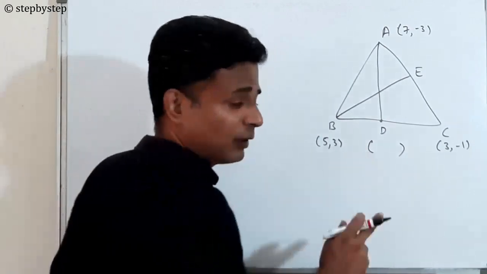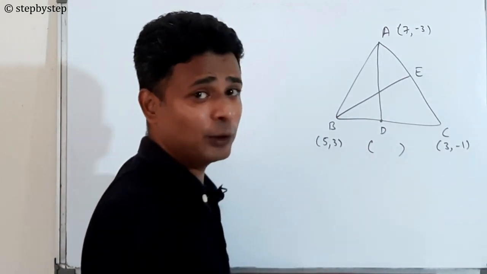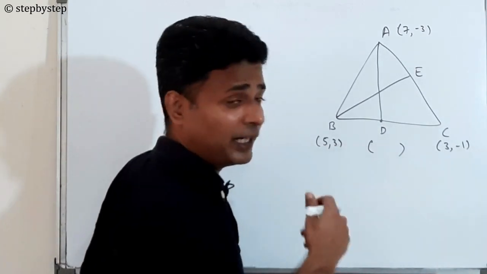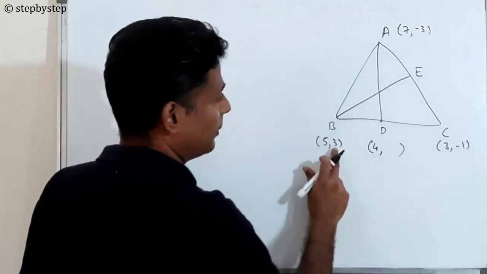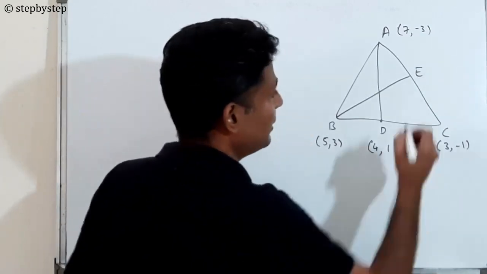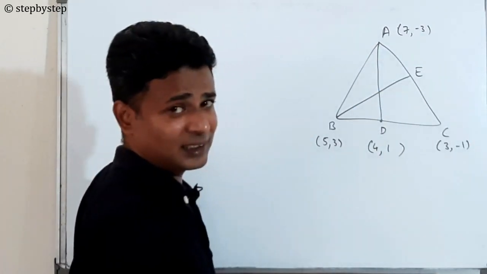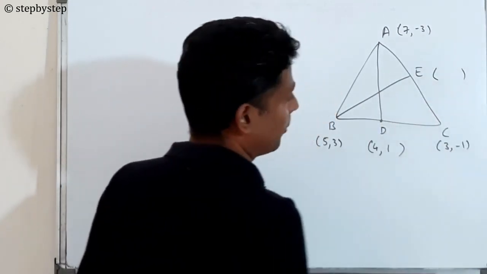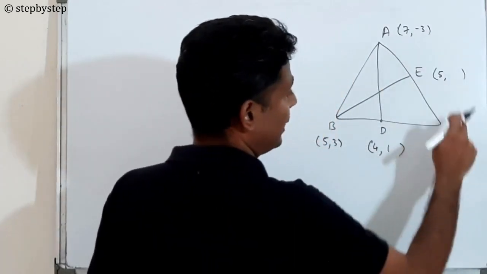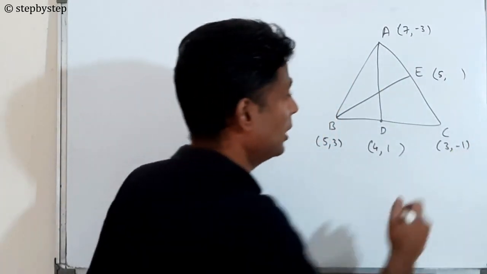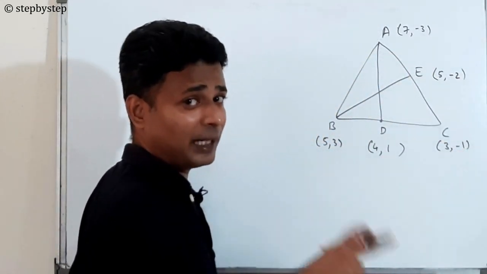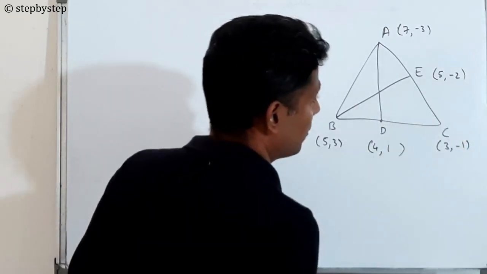So midpoint formula, (x1 plus x2) by 2 for x coordinate and (y1 plus y2) by 2 for y coordinate. So x1 plus x2, that is 5 plus 3, 8 by 2, 4, and y1 plus y2, 3 plus of minus 1, 3 minus 1, 2, 2 by 2, 1. Similarly, E will also be the midpoint of AC since it's a median. So again using midpoint formula, 7 plus 3 by 2, that is 10 by 2, 5. And minus 3 plus minus 1 by 2, minus 4 by 2, that is minus 2. Minus 3 plus of minus 1 becomes minus 3 minus 1. That's how we get minus 2 over here.